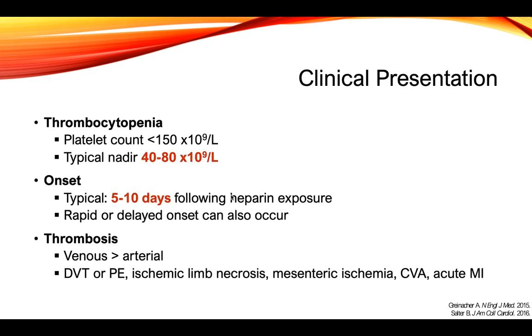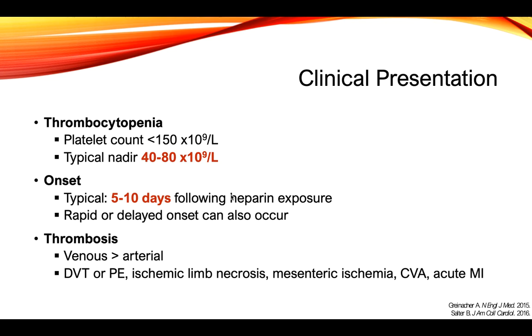Patients present with thrombocytopenia. Typically, the nadir, or the lowest platelet count that they get to, will be in the range of 40 to 80. A typical onset would be 5 to 10 days following the heparin exposure when the patient would develop thrombocytopenia, although it can actually occur within a day, so it can be rapid onset if the patient's been exposed to heparin within the last 30 days.